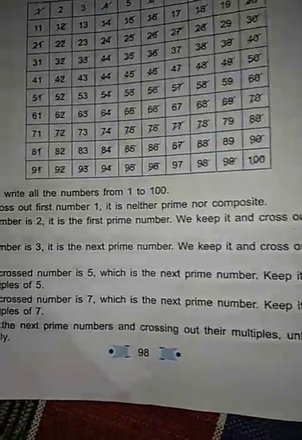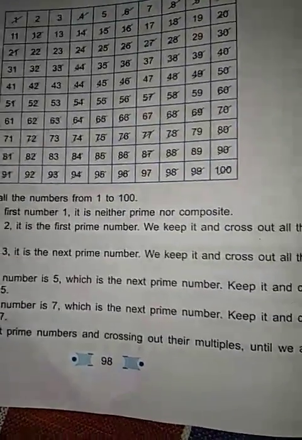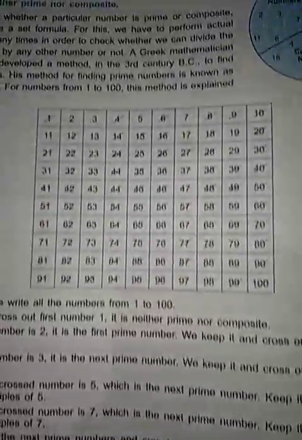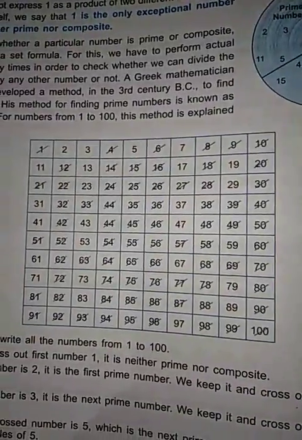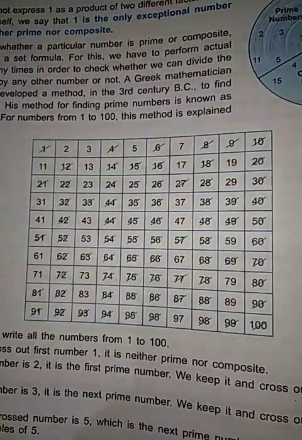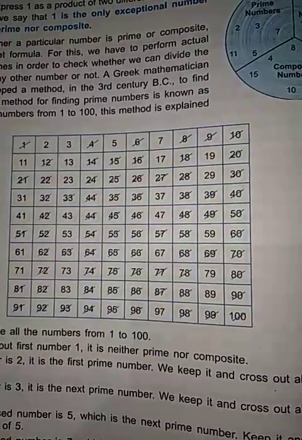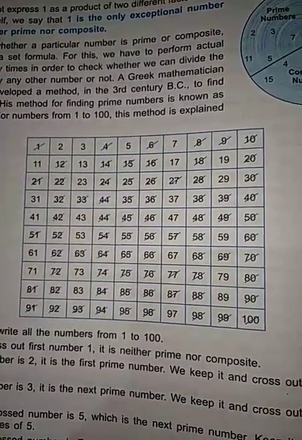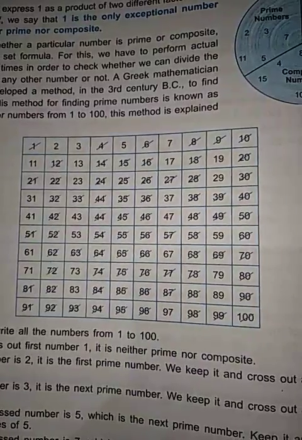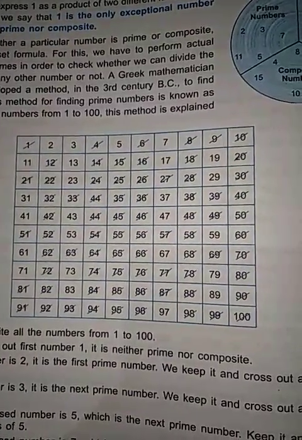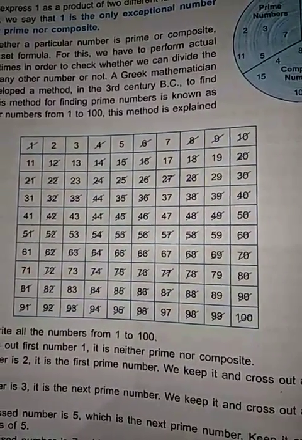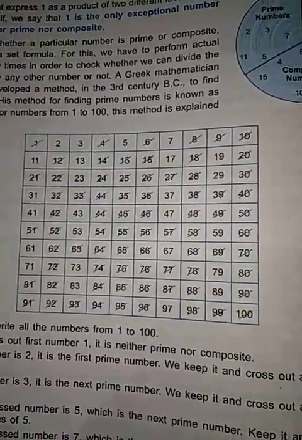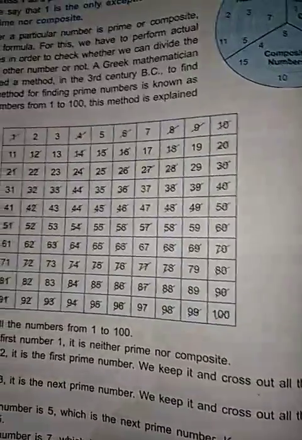Continue taking the next prime numbers and crossing out their multiples until we are left with prime numbers only. After crossing out, the uncrossed numbers are 2, 3, 5, 7, 11, 13, 17, 19, 23, 29, 31, 37, 41, 43, 47, 53, 59, 61, 67, 71, 73, 79, 83, 89, and 97. So there are 25 such prime numbers from 1 to 100.